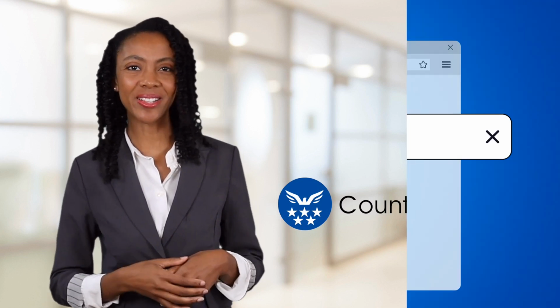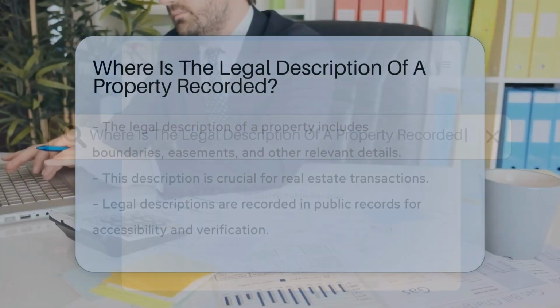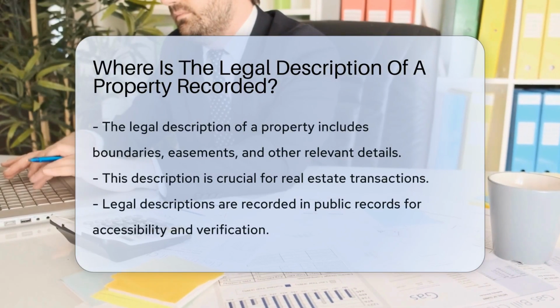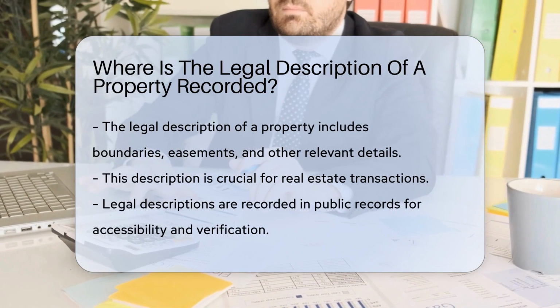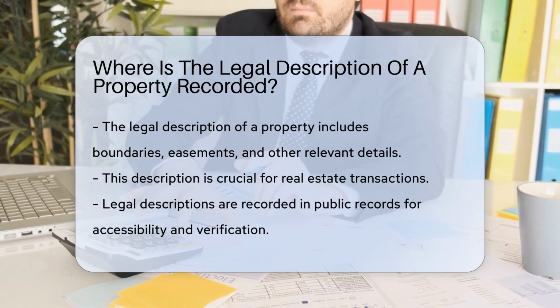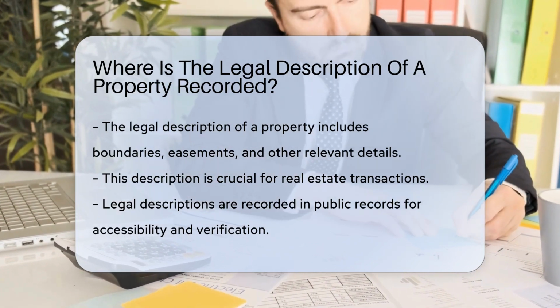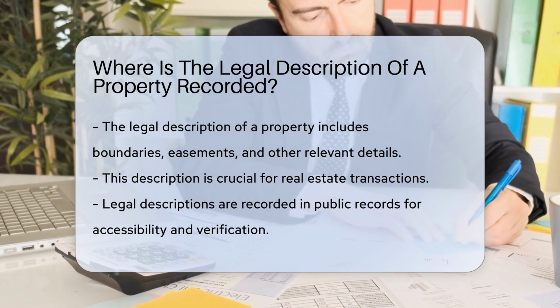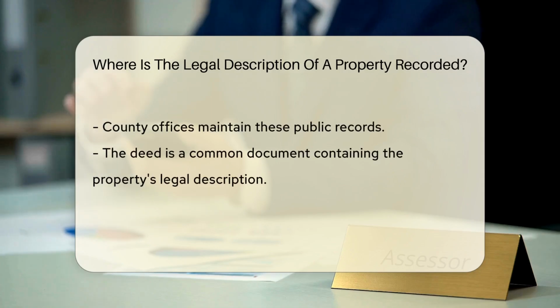Let's get started. Where is the legal description of a property recorded? When it comes to real estate, the legal description of a property is a crucial piece of information. This detailed description includes specifics like boundaries, easements, and any other relevant details about the property. The legal description of a property is typically recorded in public records. These records are maintained by the county where the property is located. This ensures that the information is easily accessible and can be verified by interested parties.